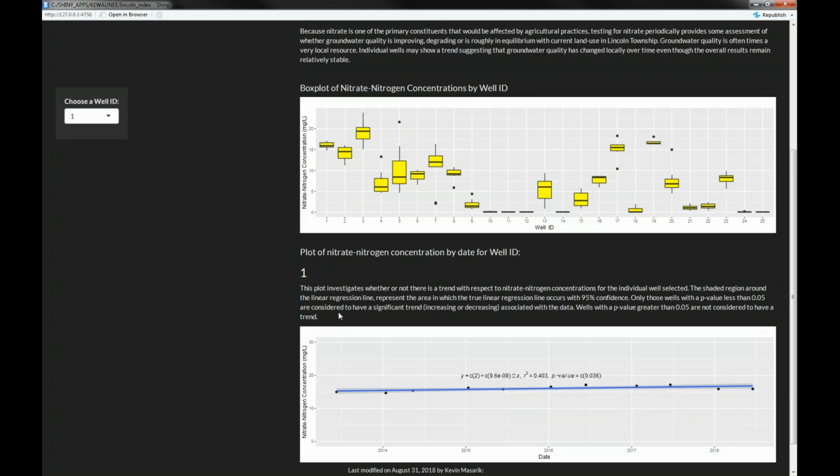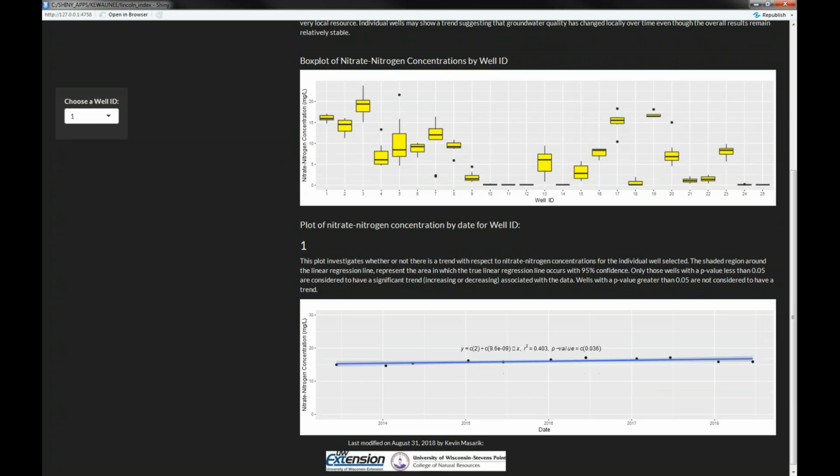In this case, this lower graphic, this linear regression, shows nitrate levels in well number 1 over the time period that we've been sampling. And here we have a regression line. We have an R² value, and we have a p-value, which gives us some indication of whether this relationship is significant or not. In well number 1, this is an example of a significant increasing trend. It's not increasing very rapidly, but it's probably gone from somewhere in the 15 range and is maybe starting to approach the 20 milligram per liter level.